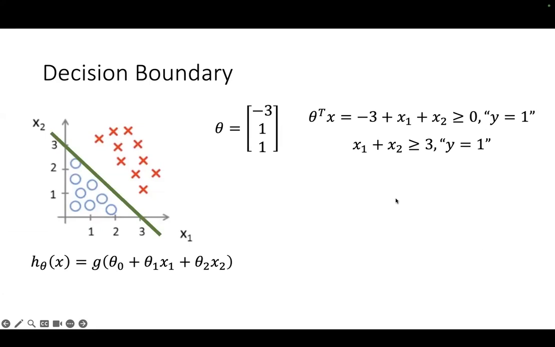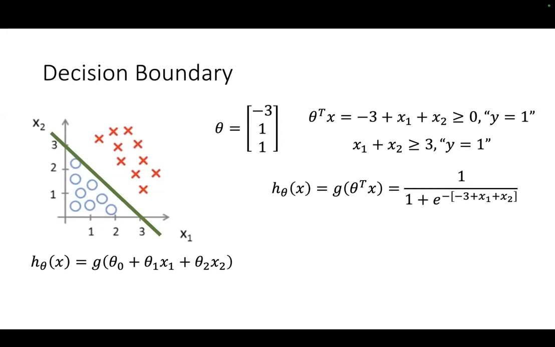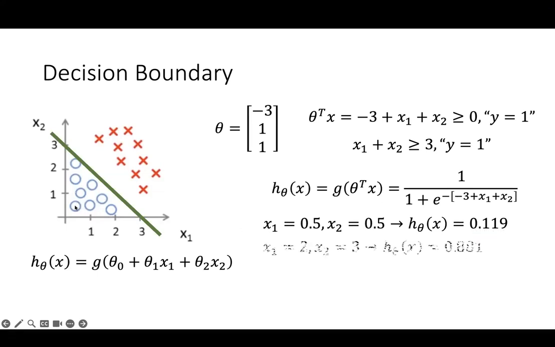Now this looks much, much better. Okay. In fact, when you type in the same data points, 0.5 tsaka 0.5 will give us 0.119, which is expected. x1 equals 2 tsaka x2 equals 3, ito yun. It will give us 0.881, which is y equals 1, which is expected.